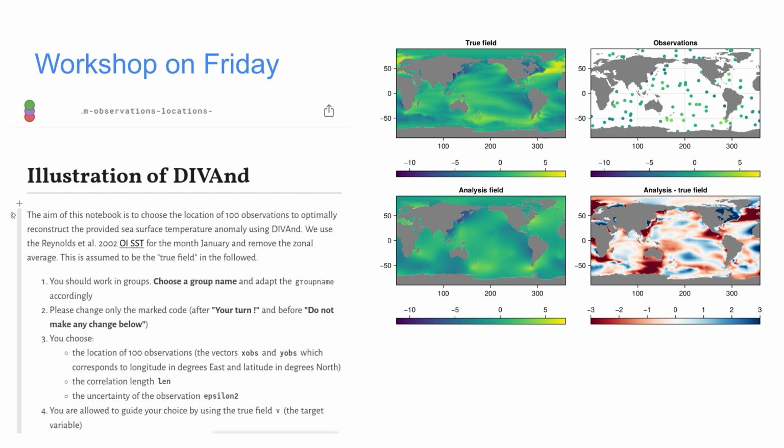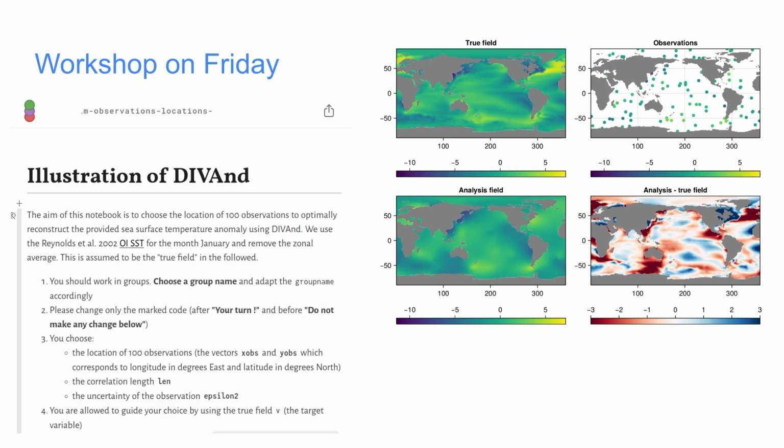trying to do a little game. So I tell you, this is a true field. This is now sea surface temperature, with only the average mean removed. And then you get to decide where to put the observations in the ocean. So you get to decide, you're a program manager of a funding grant, or you're a scientist. You get to decide where you should sample the ocean.